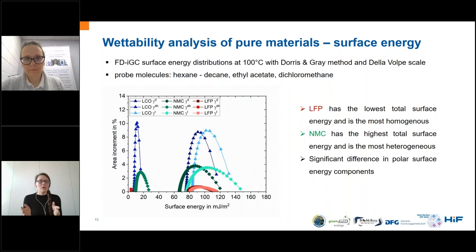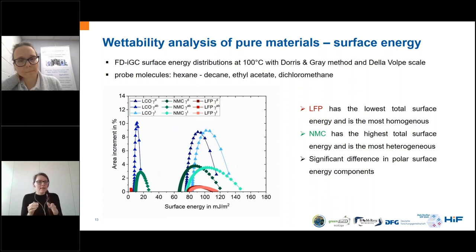Here you can see the results in the graph. We have these distribution curves for the surface energy, for LCO in blue, NMC in green, and LFP in red. On the left, for the lower values, those are the polar parts, and on the middle right side, you can see the dispersive part and the total part of the surface energies. What you can see here is that LFP in red has the lowest total surface energy, and it is the most homogeneous because it has the narrowest distribution. Whereas NMC has a really wide distribution of surface energies and also the highest total surface energy, with roughly 150 millijoule per square meter.